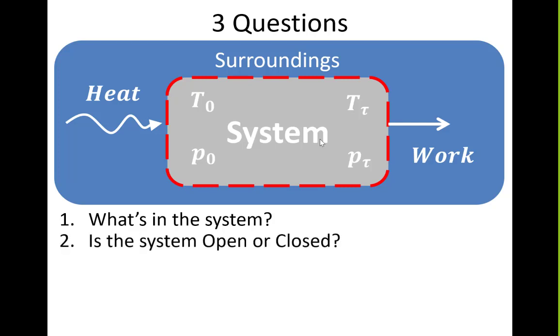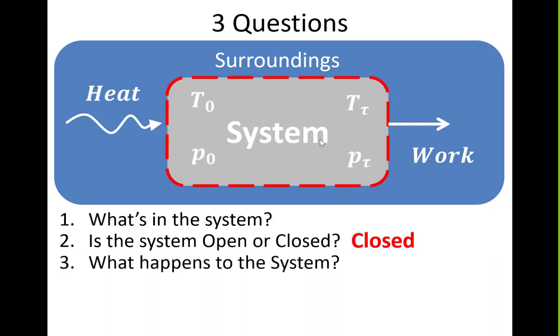because different pieces of matter can have different amounts of energy associated with them. Then we want to know, is the system open or closed? That means, can mass come in and out of the system from the surroundings? And the nice thing about the first third of this class is that the answer here is always that it's closed, that mass cannot move between the system and the surroundings. Then we want to know what happens to the system.